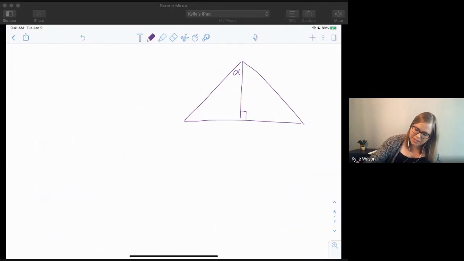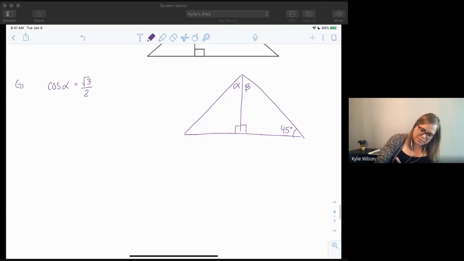So we have an alpha here, a beta here, a right angle, 45 degrees here, and that's it. So what we are given right now is that cosine of alpha is equal to root 3 over 2. I don't know if that printed on there either, but there is our given, and what we're trying to do is find the exact area of the triangle.